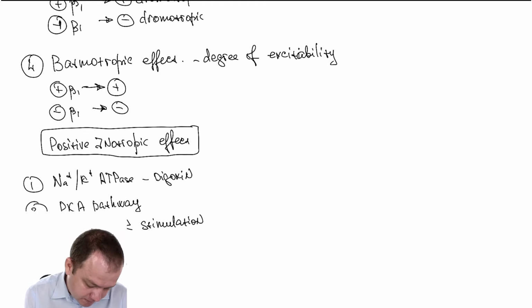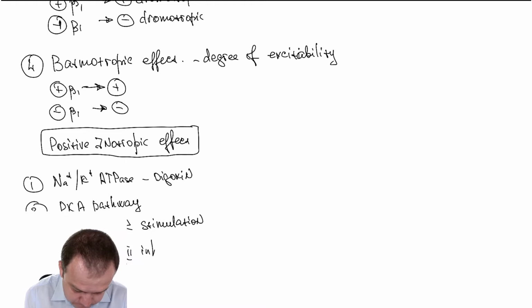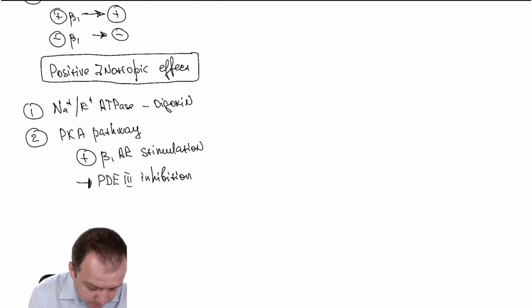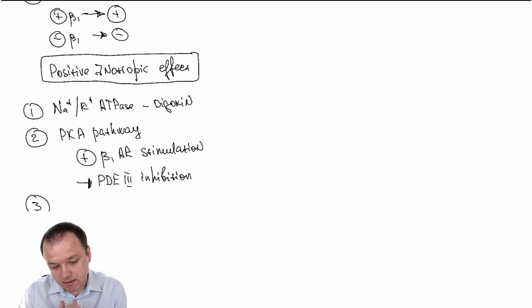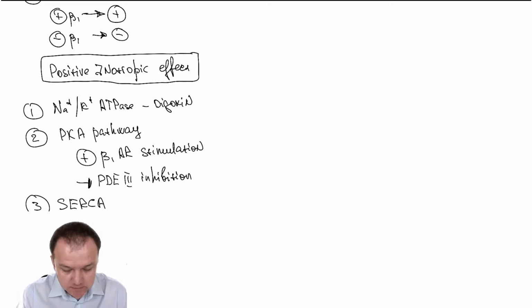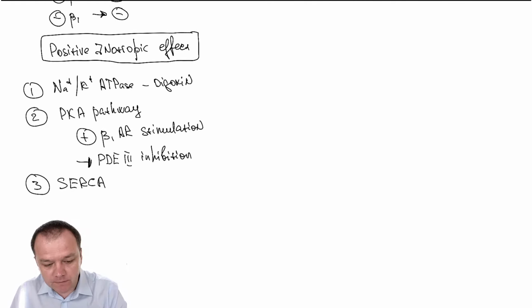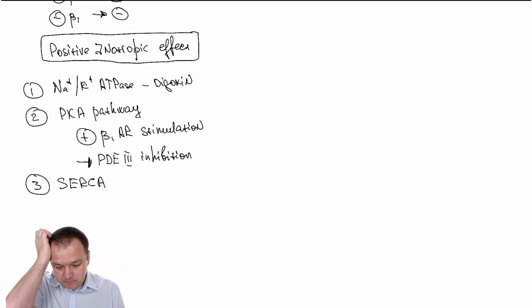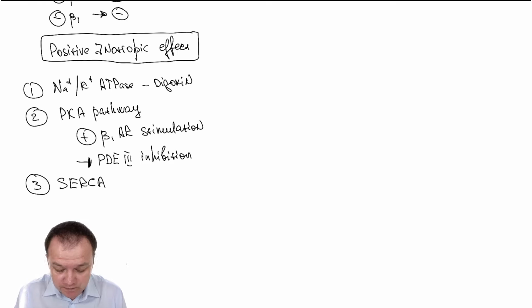And the second one, phosphodiesterase type 3 inhibition. And third mechanism, what nowadays we have, is the activation of sarcoplasmic pump, yeah, calcium pump. Now let's have a look in details on that. In details with example of digoxin.